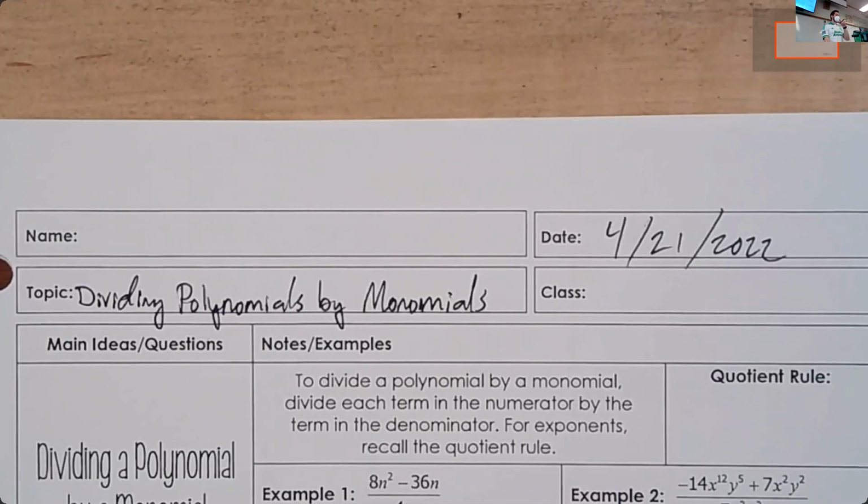What is the quotient rule? So we're dividing the regular numbers, and then what would we do with the exponents? In the last few days, we've multiplied the regular numbers and added the exponents. So we're going to subtract the exponents.